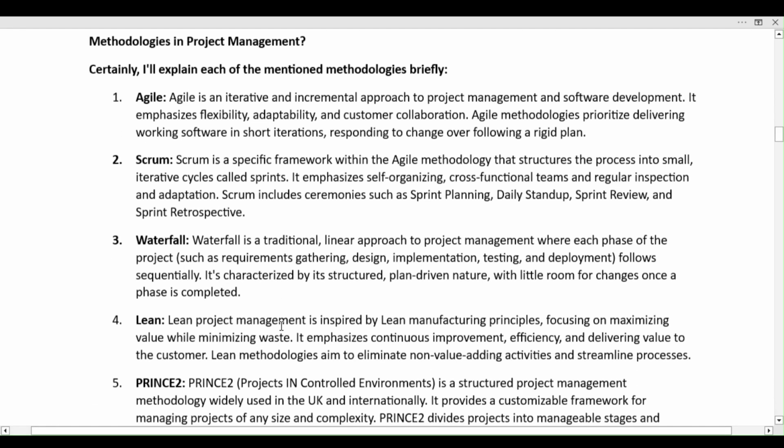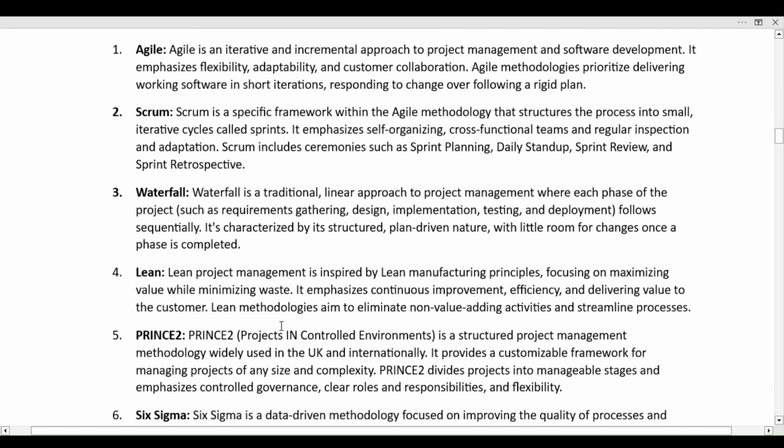Let's move on to the third one, which is Waterfall. Waterfall is a traditional linear approach to project management, where each phase of the project, such as requirement gathering, design, implementation, testing, and deployment, follows sequentially. It is characterized by its structured, plan-driven nature with little room for changes once a phase is completed.